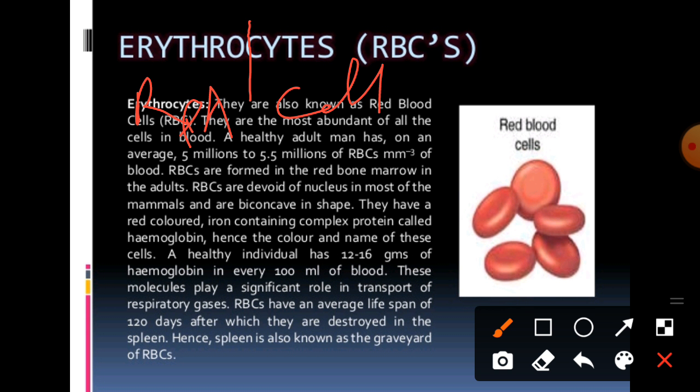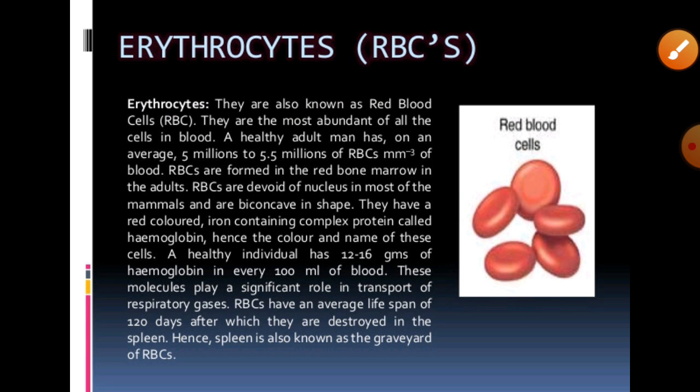These are the most important cells found in the blood, and they are red in color due to the presence of hemoglobin. They contain a specific pigment, hemoglobin, due to which they are red in color. They also act as oxygen carriers, which means they play an important role in transporting oxygen from one place to another through the blood.